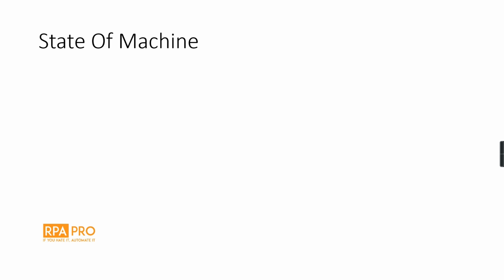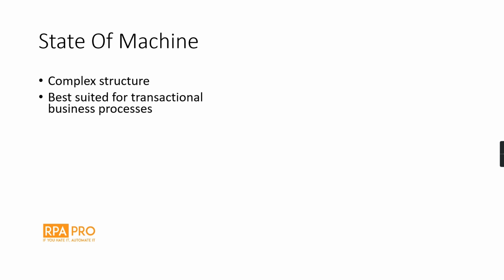You can define different transition points that are going to send the automation to different paths, and that helps you to create very complex automations. As I said, this is a complex structure that allows you to automate very complex scenarios. It's a good solution to process transactional business data.